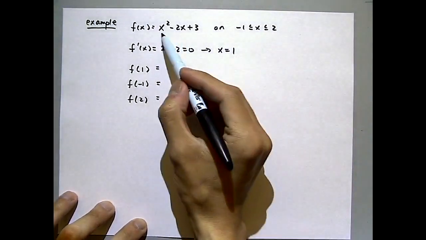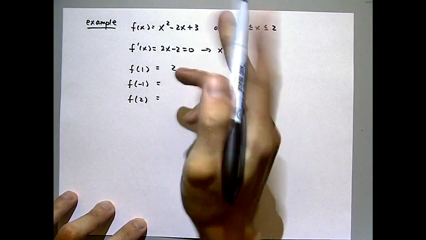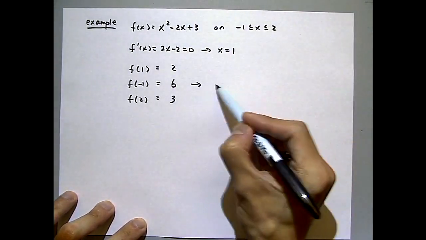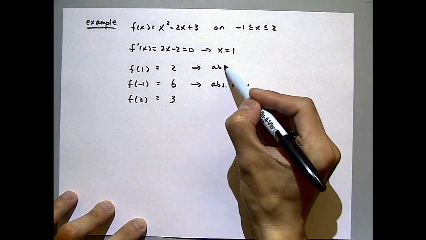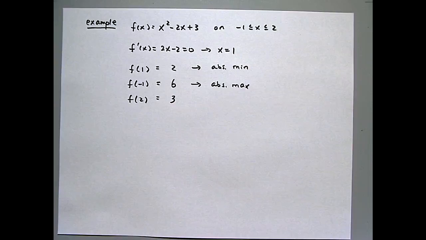So f at 1 is equal to 1 minus 2 plus 3, that's 2. f at minus 1 is 1 plus 2 plus 3, 6. And f at 2 is 3. Okay, so here's my absolute maximum, and there's my absolute minimum, and that's nothing. That's just some other point. All right, do you remember doing this? Yes? We're going to be doing something very, very similar to this now when we transition to a two-variable function.